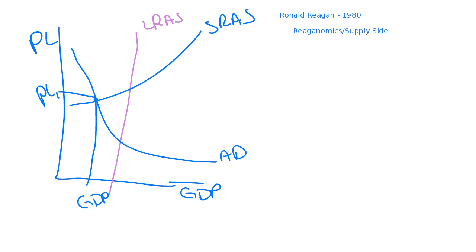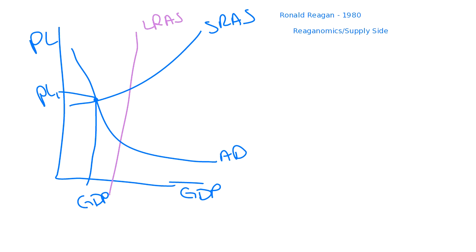All right, Reagan, he had something called Reaganomics. That was his plan. It was called that because he came up with it. What it really is is supply side economics. So what Reagan is saying is, hey, our problem in the beginning was not aggregate demand. Our problem is this guy right here. So let's do some things that will increase aggregate supply.